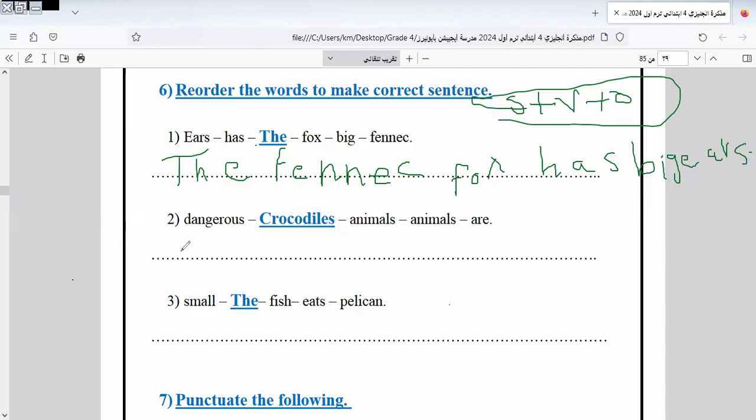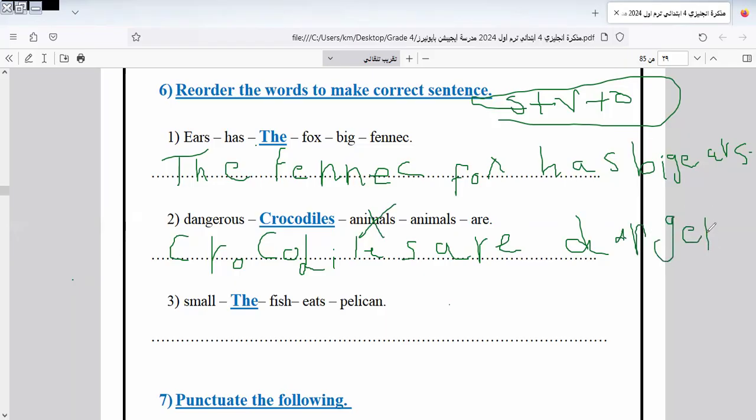The second one, crocodiles are dangerous animals. Crocodiles are dangerous animals. "Animals" is repeated more than once, a misprint here. Crocodiles are dangerous animals. Then put a full stop at the end of the sentence. Let's continue the rest of the exercise.